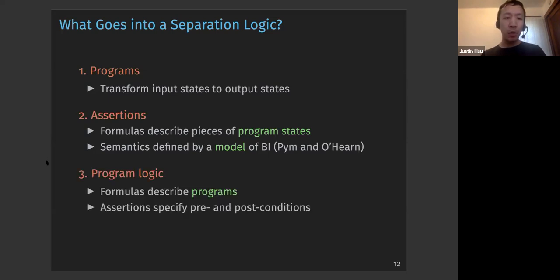And the final thing is you need the program logic itself. This is a Hoare style logic where the formulas are describing programs, not program states. So this is a typical kind of program logic where you have a precondition and a postcondition, and these assertions are drawn from the assertion logic. And these assertions let you talk about pre and post conditions of a program. Okay, so these are kind of the three things that I think go into the design of any separation logic. And when we design our probabilistic separation logic, we're also going to follow this template.